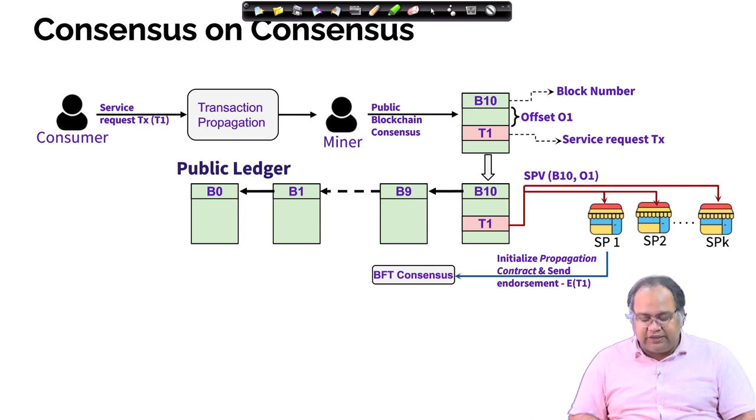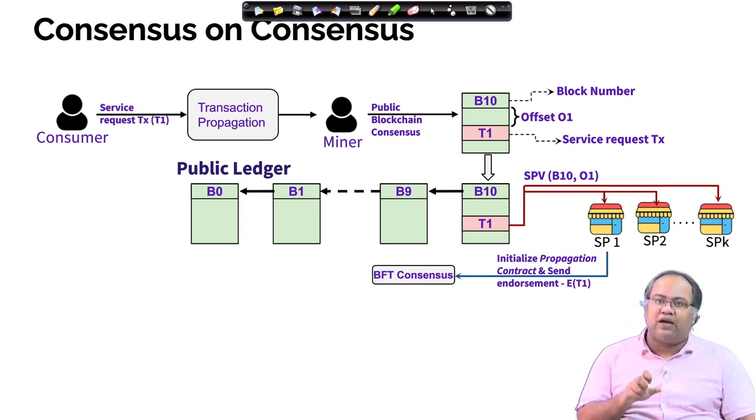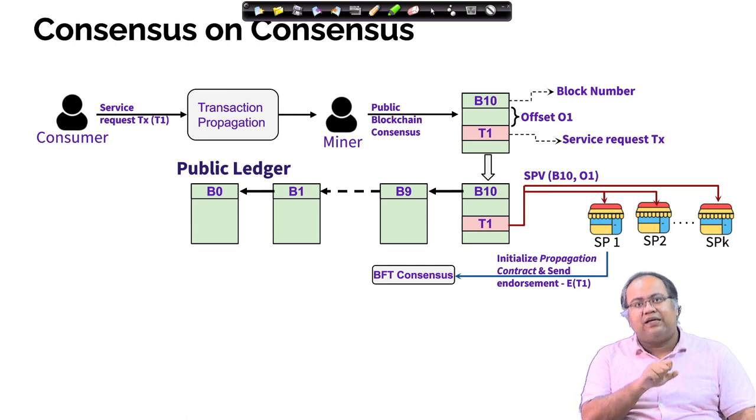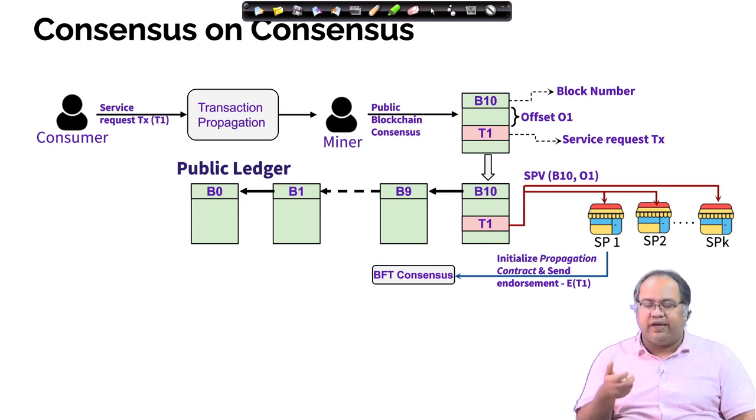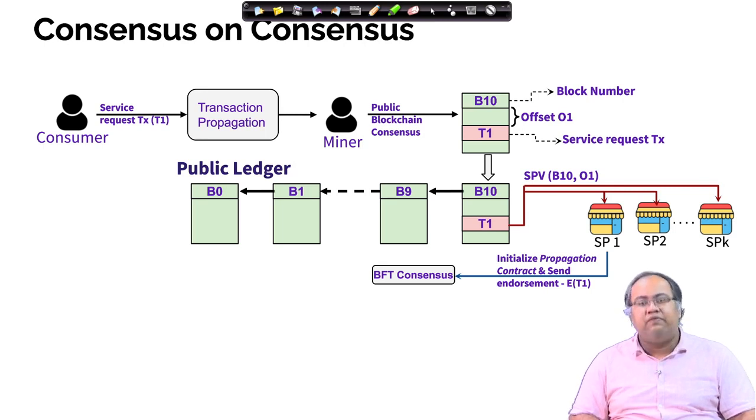So they basically tell that this is a particular transaction that was added on the public blockchain which needs to be serviced, and this is done by every service provider to come to a consensus. That way this propagation contract runs a BFT consensus mechanism, so that every service provider collectively picks up a particular request, and picking up the request from that public blockchain is not random.